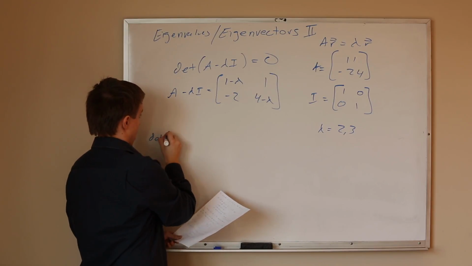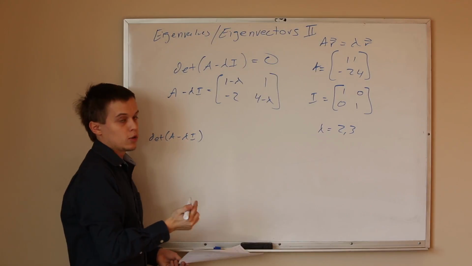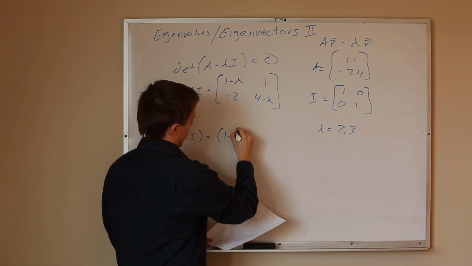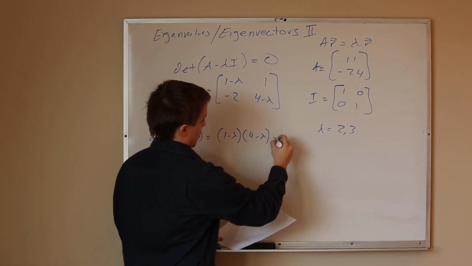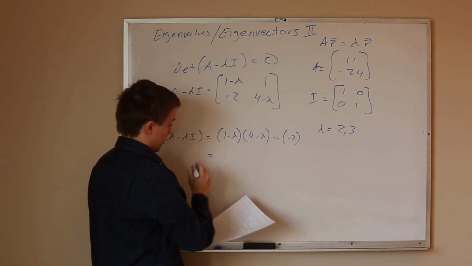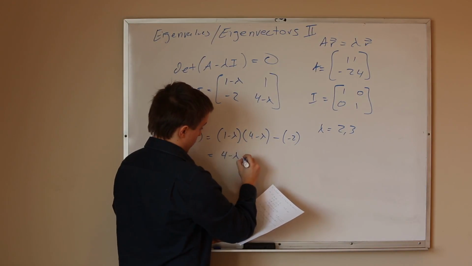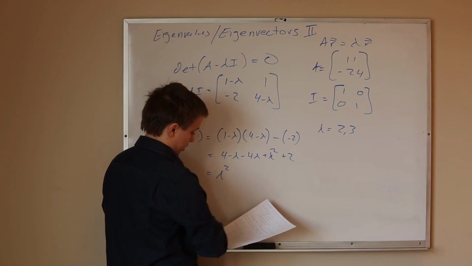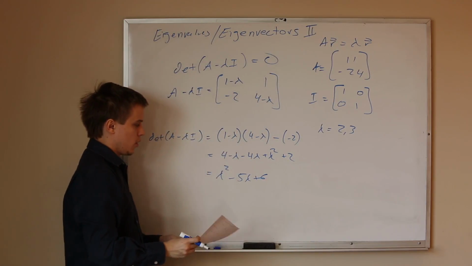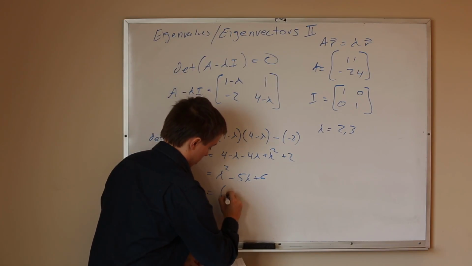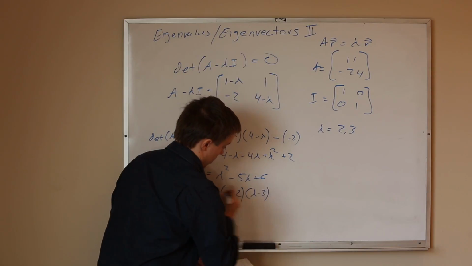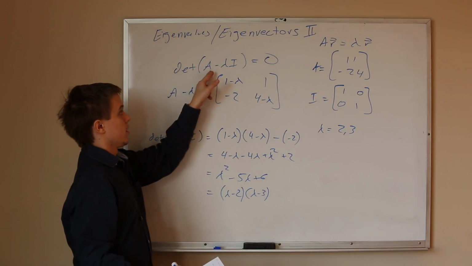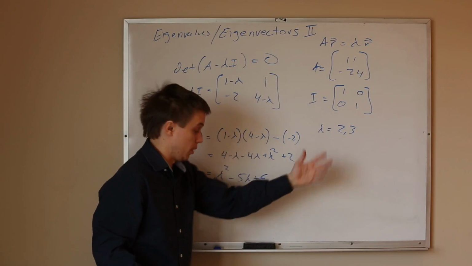So let's look at the determinant of A minus lambda I. Since this is a 2 by 2 matrix, I can take this diagonal and subtract the product of the other two numbers. So we have 1 minus lambda times 4 minus lambda, minus negative 2, which equals 4 minus lambda minus 4 lambda plus lambda squared plus 2. If you simplify that down, it goes to lambda squared minus 5 lambda plus 6. Now, you'll notice this is factorable. You get lambda minus 2 times lambda minus 3. And the roots of this equation are 2 and 3. Therefore, our eigenvalues for A are 2 and 3.